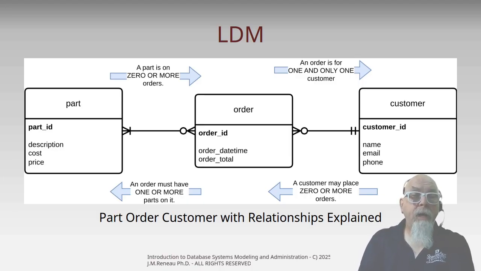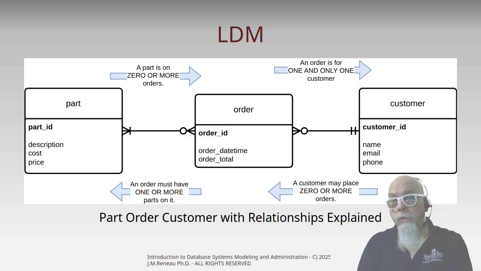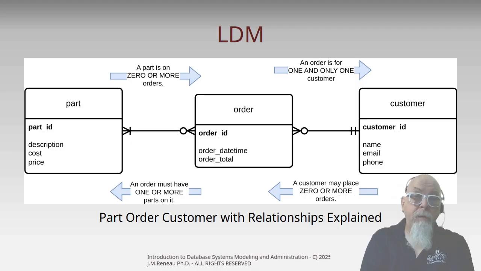And vice versa, a part can be on zero or more orders. Maybe we've got parts in the warehouse and the inventory that we've never sold yet. That's not a good thing. We need to figure out a way to get them sold. But at least initially, they're in the inventory before we sell any of them. So you can see the relationship between part and order is a special kind of relationship we call a many to many relationship. And we'll talk about that in more detail because they're not so good.